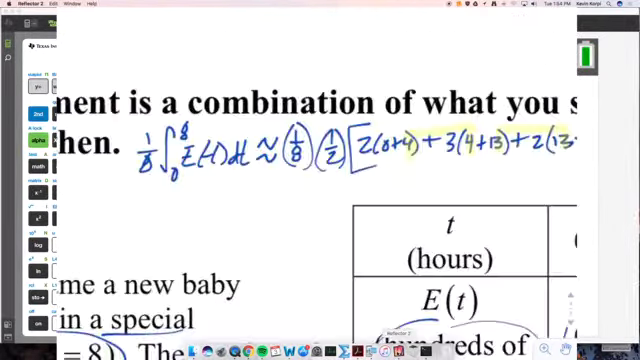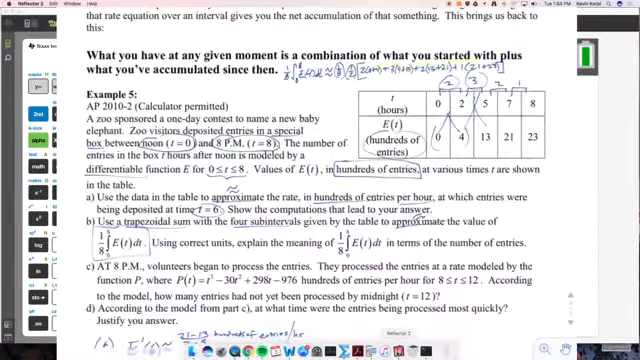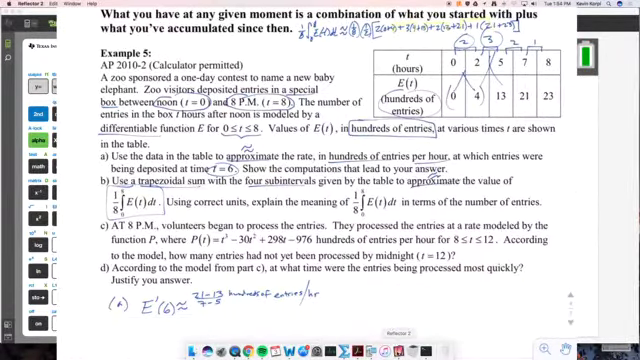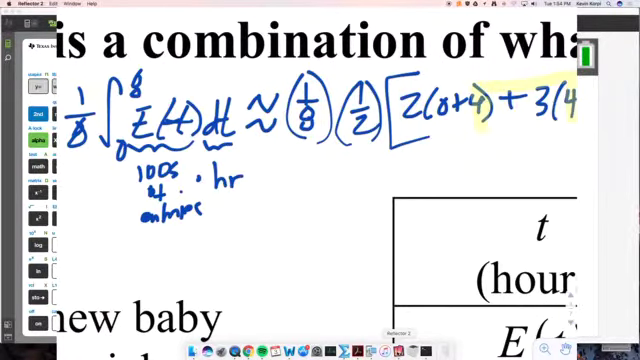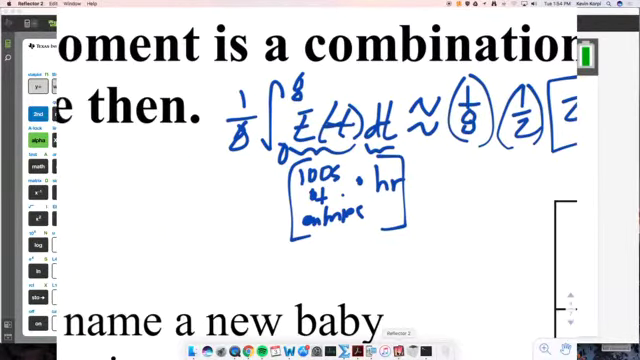Now, to think about what the units would be, that's what the next question is. It says, using correct units, explain its meaning in terms of the number of entries. So let's think about what the units of the integral are going to be first. When I take units of E of t, which are hundreds of entries, and I multiply it by dt, that's times hour. If I just looked at the integral, it's going to be that aggregate unit, hundreds of entries times hours. So what does the 1/8 in front?